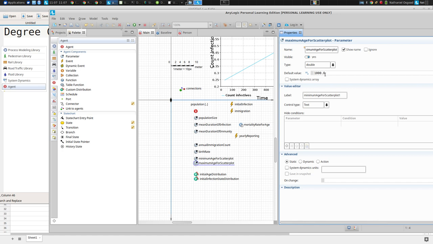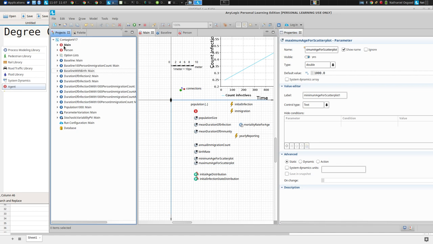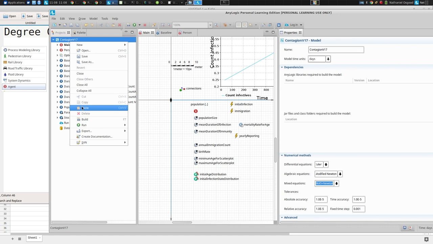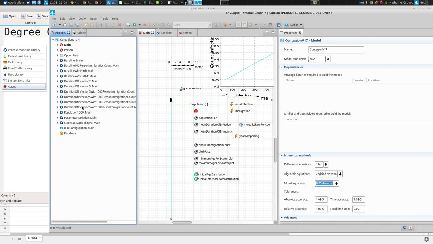So ladies and gentlemen, we want to incorporate a scenario here, which is shown from age 50 to 60, okay? So we're going to say copy this baseline with birth, and we're going to paste that in, okay? So we just made a copy of that scenario, right?